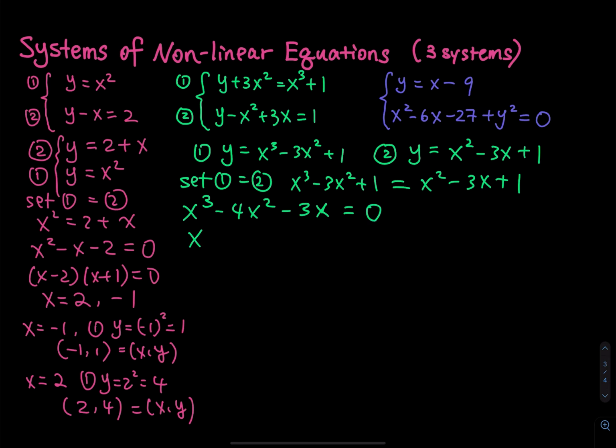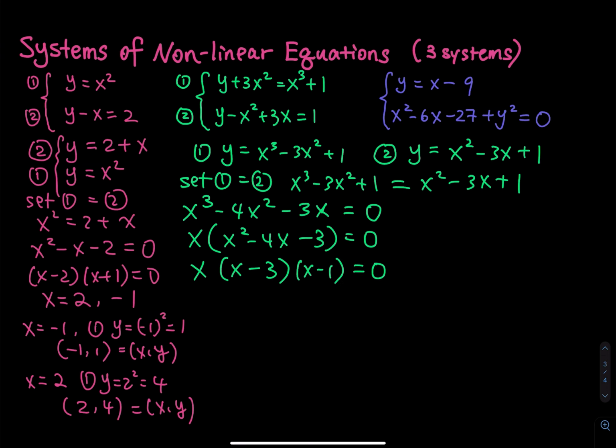That means I can factor x out. So this is x times (x squared minus 4x minus 3) equals 0. Factor the quadratic equation. You have what? You have (x minus 3)(x minus 1) equals 0. So we have x equals 0, x equals 3, and x equals 1.